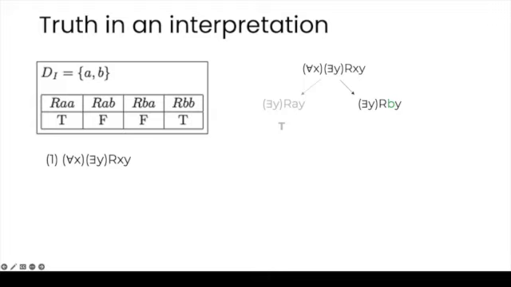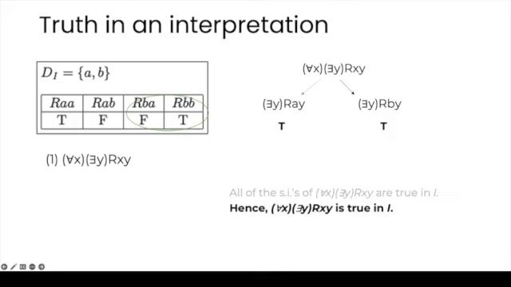What about the second? Well, again, it has 2 substitution instances, Rba and Rbb. And if we look at the chart, we see that the first one is false, but the second one is true. So there is at least one instance that is true. Therefore, the existential sentence is itself true. So we can see that all of the substitution instances of this universal sentence at the top are true in I. Therefore, for every x, there is a y, Rxy is itself true in I.